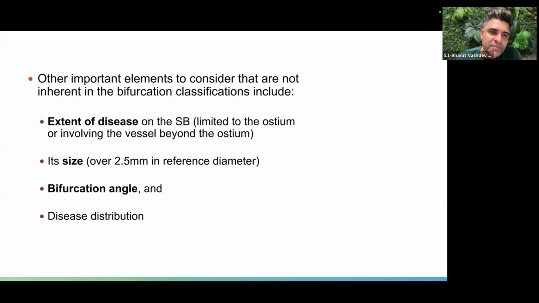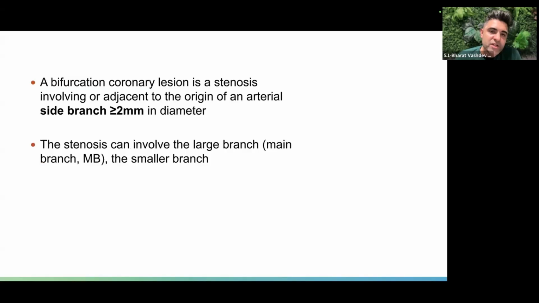But there are some other important elements that are not inherent to bifurcation classifications: the extent of the disease on the side branch, the size of the side branch, the bifurcation angle, and the disease distribution. A bifurcation coronary stenosis is usually a stenosis involving or adjacent to the origin of a side branch more than 2 millimeters in diameter. Some people say more than 2.5, but some say anything more than 2, you can get ischemia, peri-procedural troponin rise that resembles an infarction.